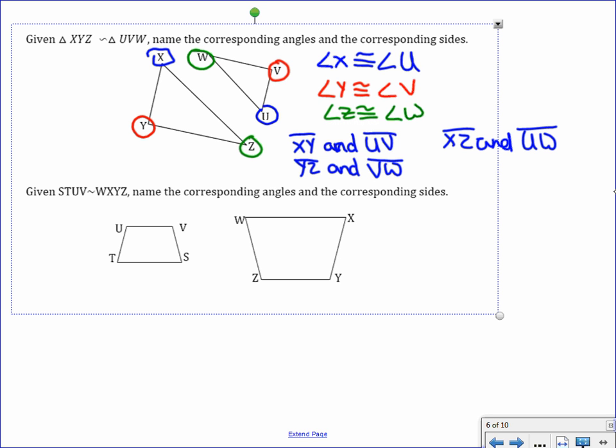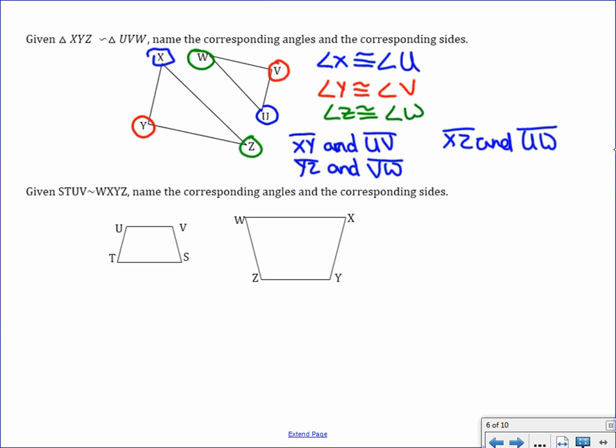So the next one has some trapezoids. We're going to do the same thing. Let's first look at the angles. This figure here, STUV, has 4 angles: angle S, angle T, angle U, and angle V.